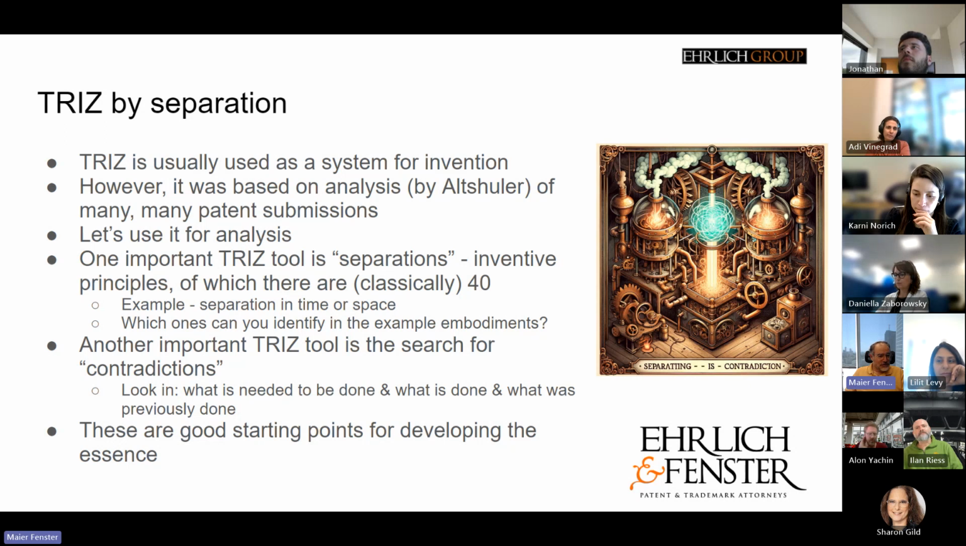And places to look for these contradictions include both what is needed to be done, meaning the future, what is done, meaning the present, and what was previously done, meaning what people did until now. So when a client comes to you with an invention, he often says, here's what people did before. In any case, this won't give you the entire essence, but it's definitely a starting point, like with some watermelon, to start cutting it down to size.